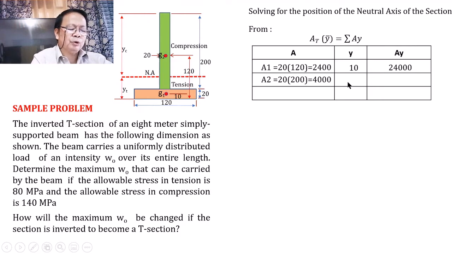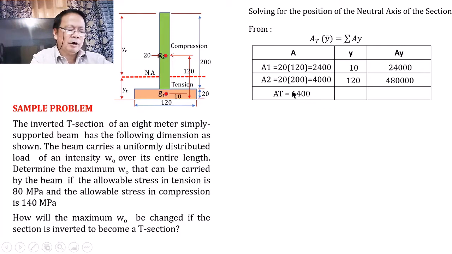And so 120 dito, kapag i-multiply natin itong dalawa nito, 4,000 multiplied by 120, so you have the product AY, and that value is equal to 480,000. Di ba? Now, if you are going to add the two areas, we'll be getting the total area. So adding these two areas, I will have here the total area, and the area is equal to 6,400.